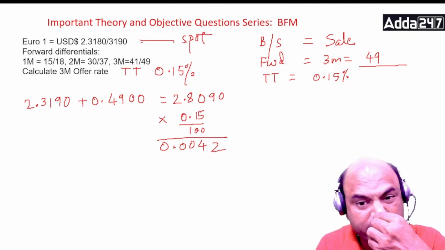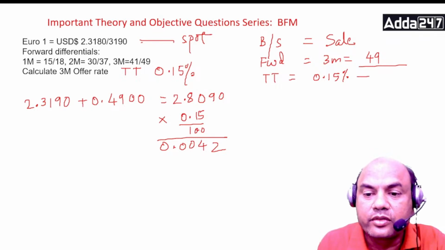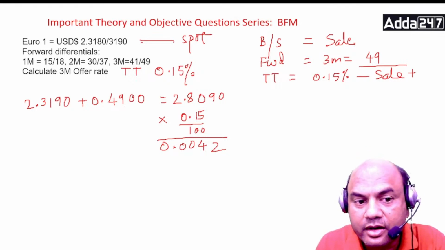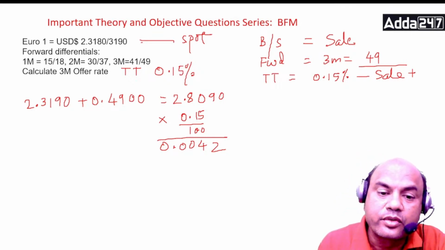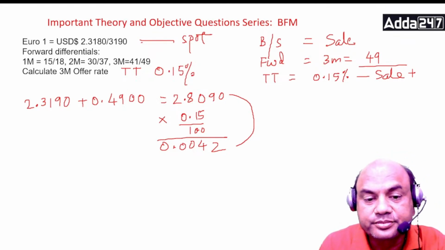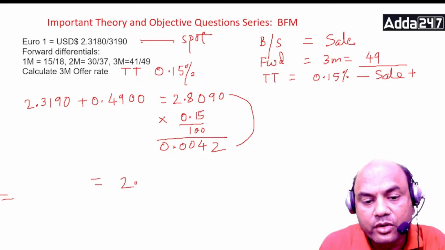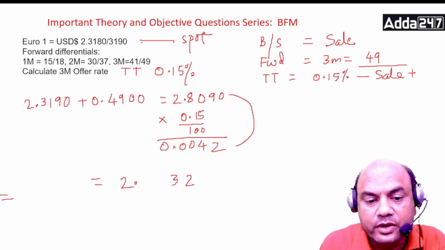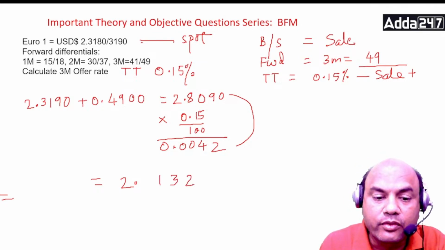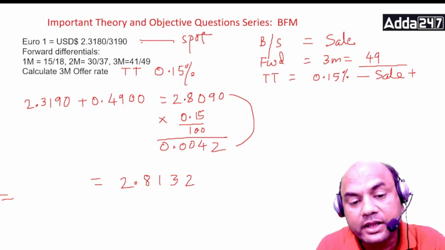So what will I do with this TT margin now? Whenever we are selling, sale is add. Always remember, sale is add. I am selling it, offer means sale, so I'll add this to this point. So my answer then will be 2.8132. This is your final offer rate.